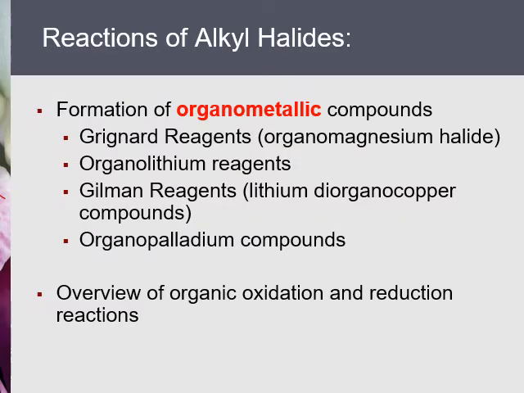Alkyl halide can be used to make organomagnesium halide, and this is called a Grignard reagent. Alkyl halide can also be used to make organolithium reagent. Combining organolithium reagent with copper iodide will form lithium diorganocopper compound, which is called a Gilman reagent. Now, one of the very useful reactions for Gilman reagent is the coupling reaction we are going to see. And we are also going to discuss the concept of organic oxidation and reduction reactions.